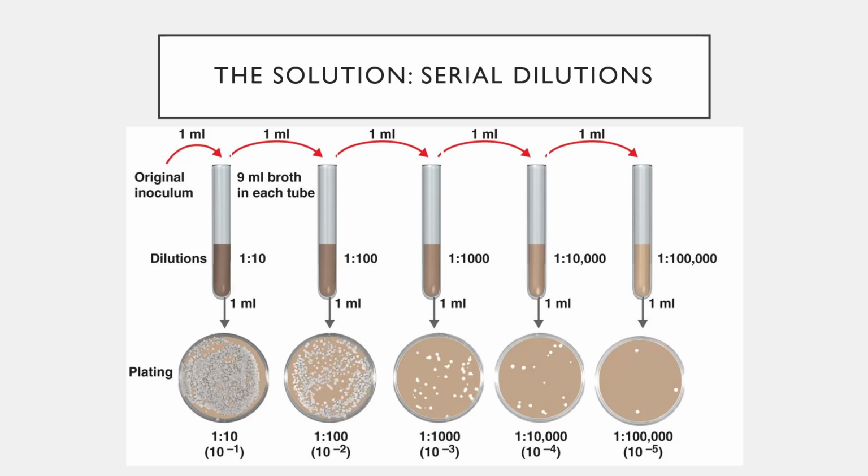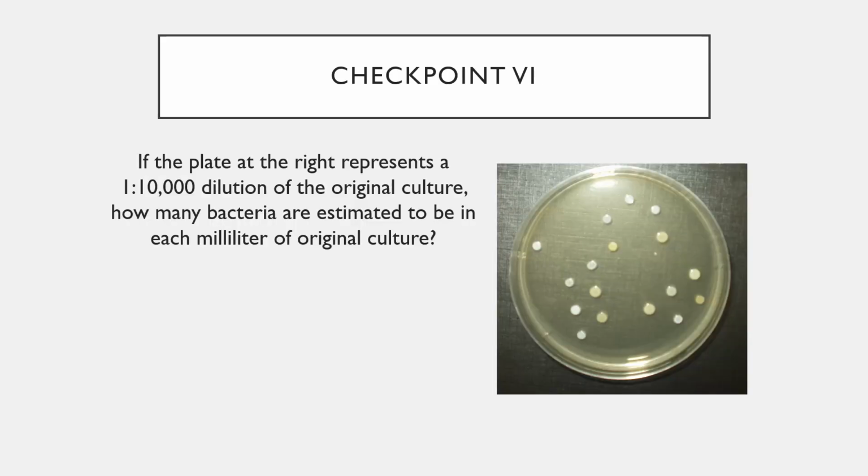So in this checkpoint, I want you to try this out for yourself. Let's say the plate that you see on the screen here represents a 1 in 10,000 dilution of the original culture. Tell me how many bacteria are estimated to be in each milliliter of the original culture based on the number of colonies that you see on the screen right here.